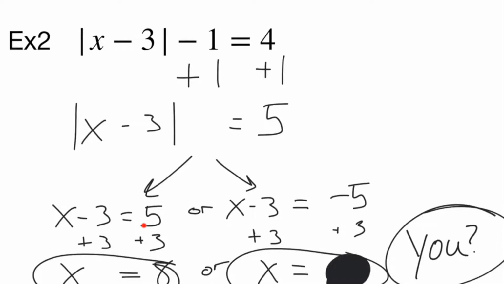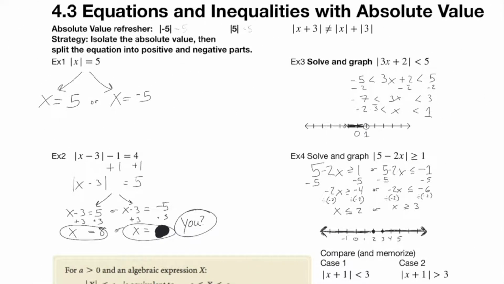x minus 3 equals positive 5, or x minus 3 could equal negative 5. When you add 3 to both sides, you get 8, or you get something else here. I'd like you to finish the problem. Pause the video, and when you're done, you can move on.